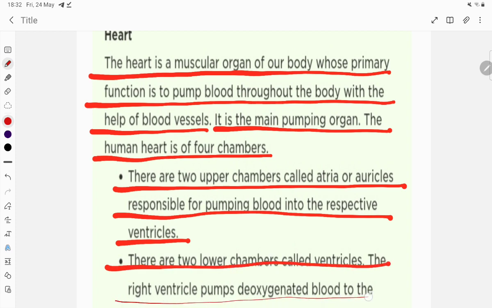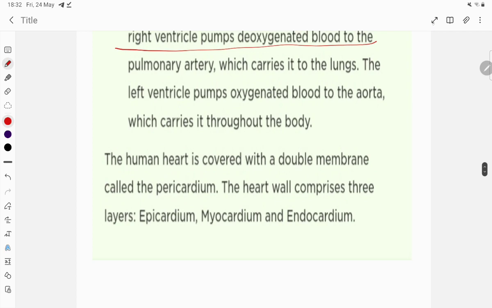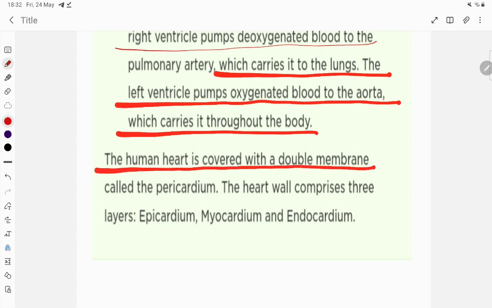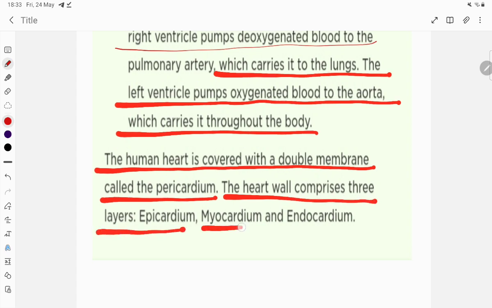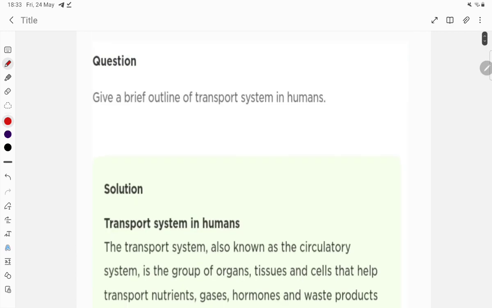The right ventricle pumps deoxygenated blood to the pulmonary arteries, student, which carry it to the lungs. The left ventricle pumps oxygenated blood to the aorta, which carries it throughout the body. The human heart is covered with a double membrane called the pericardium. The heart wall comprises three layers: epicardium, myocardium and endocardium. So this is the circulatory system in human.